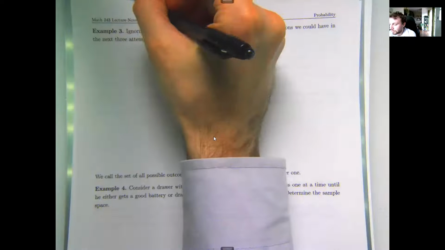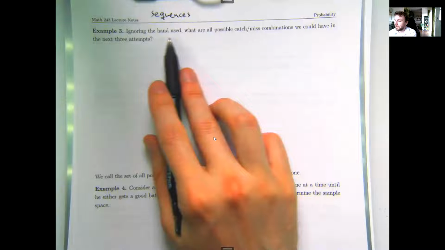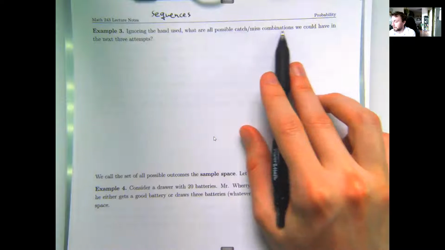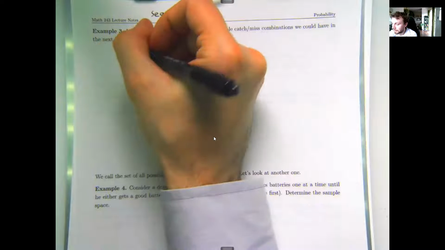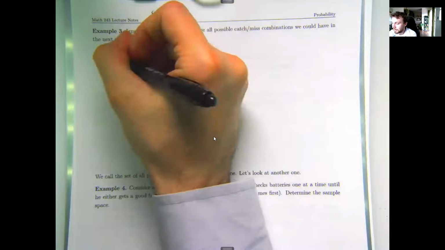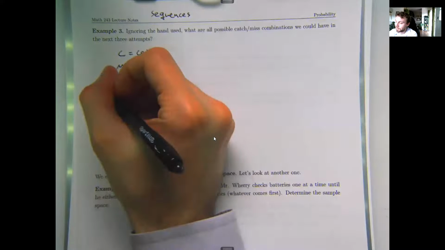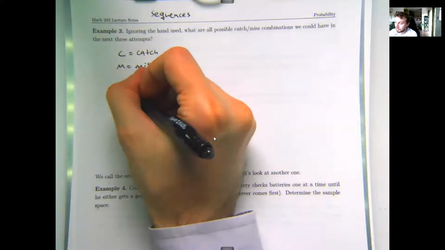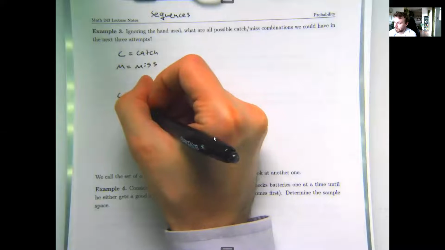Okay, we looked at combinations of events. This next page is going to look at sequences of events. So ignoring the hand use, what are all possible catch and miss combinations we could have in the next 3 attempts? So let's just use C for catch and the letter M for miss. One combination I could have is a catch on the next 3 attempts. I could catch the first 2 and miss on the third.